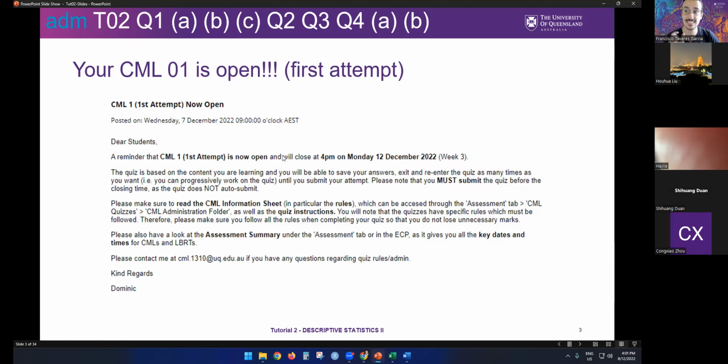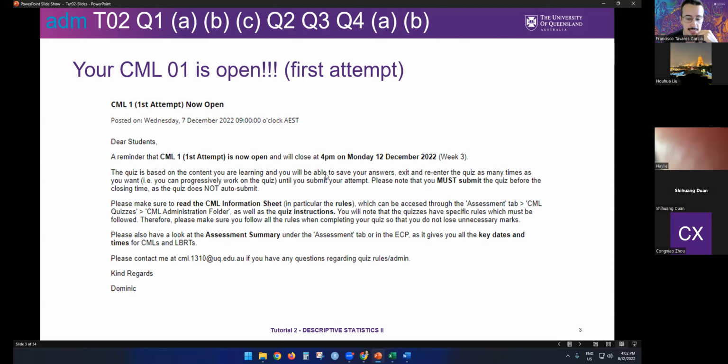For the CML, you can start working a little bit, then stop, close it, just save but not submit, and then open it again and work a little bit more. The only important thing is you have to submit before it closes at 4 p.m. on Monday, the 12th of December, in 4 days. And don't think that if you're just saving, it will submit automatically. That's an important thing to remember.